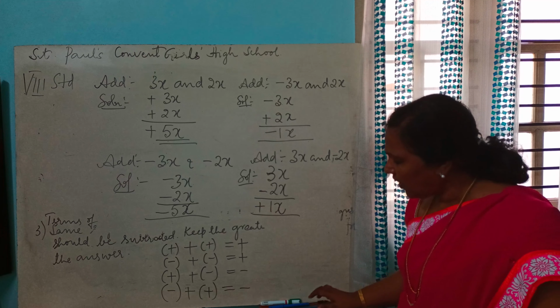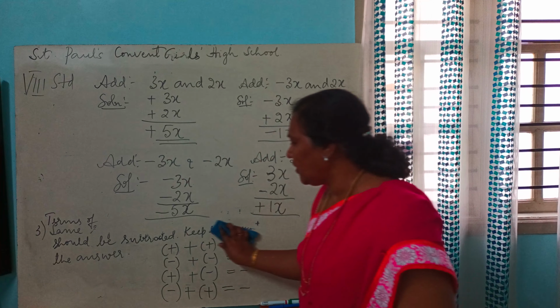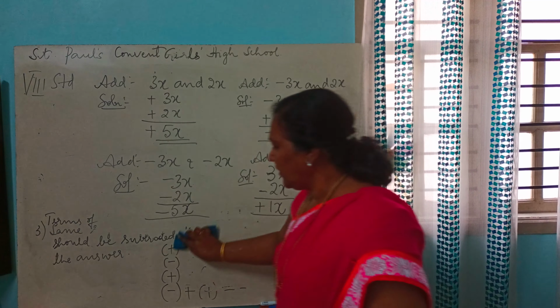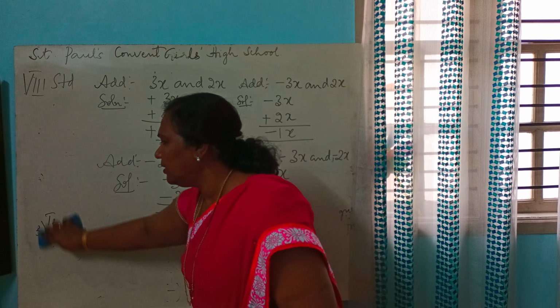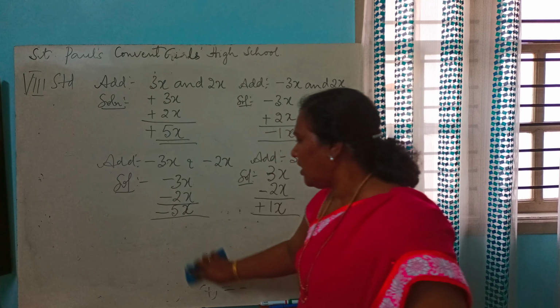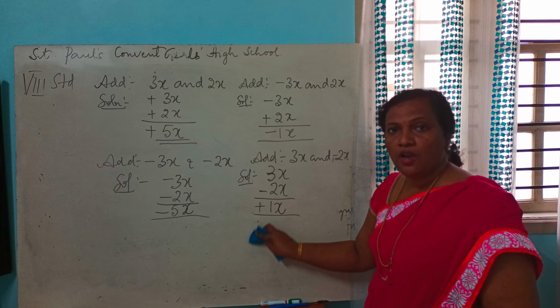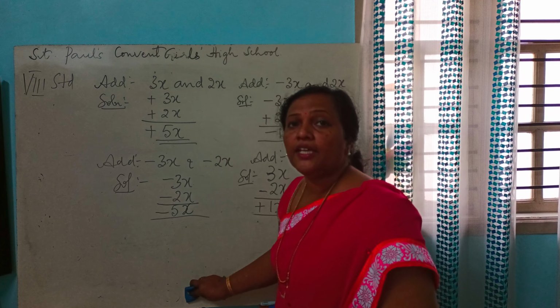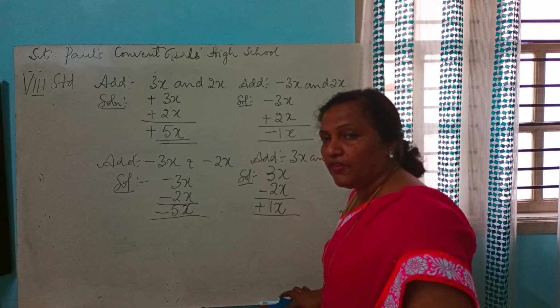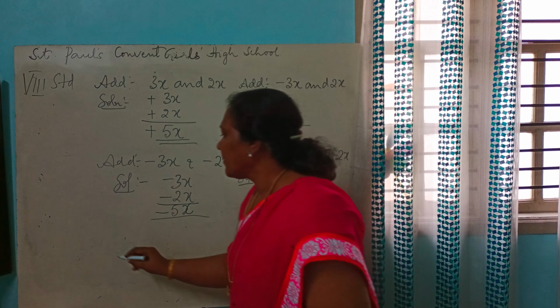This is how you have to consider the signs and add. If there are same signs, you have to add. Different signs, you have to subtract. But always keep in your mind, the greater number's sign should be kept for the answer.